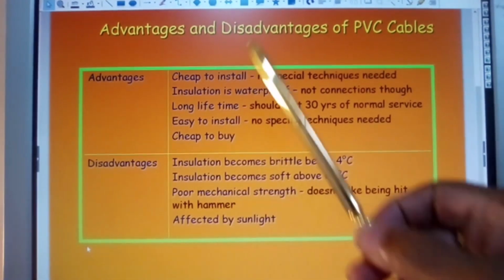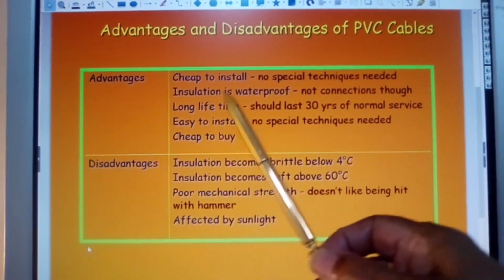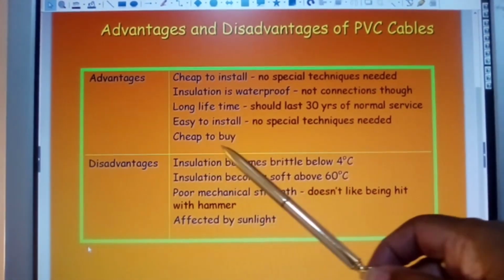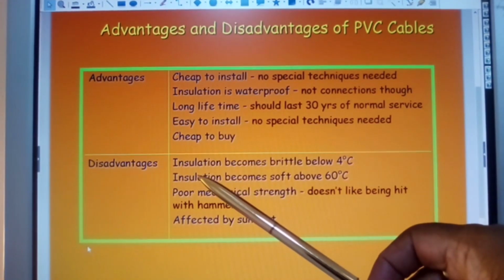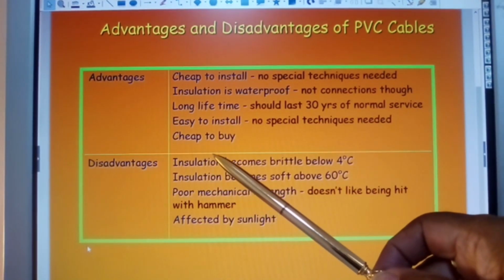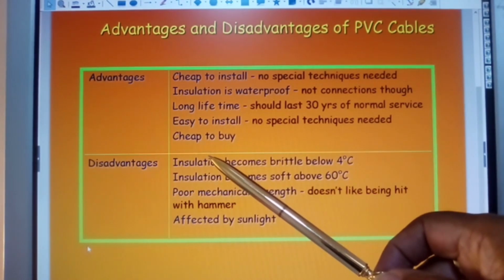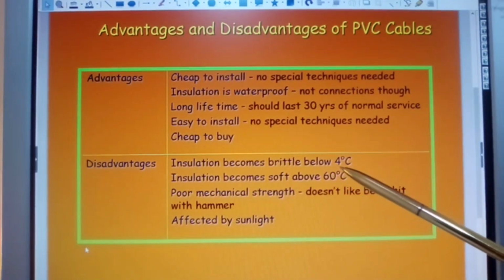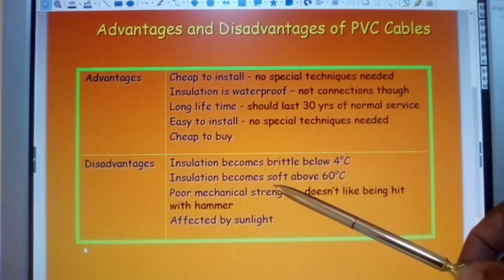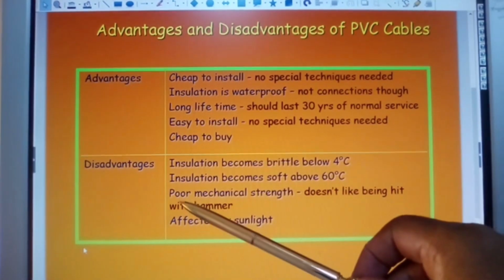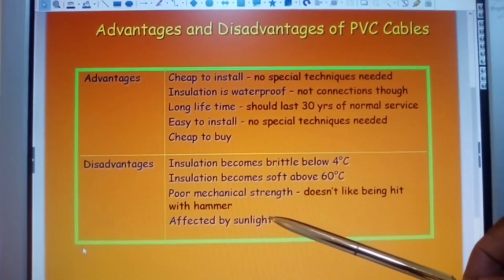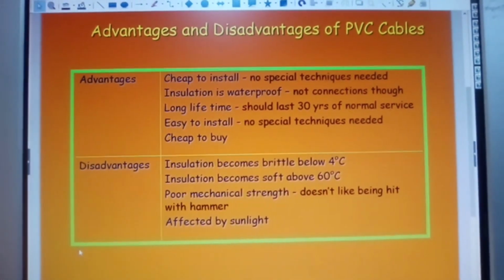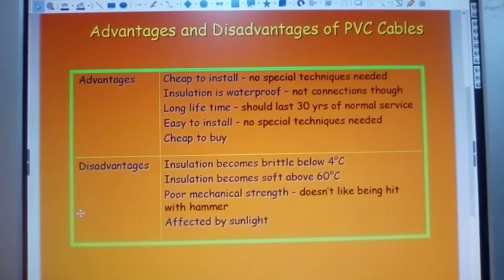Now, advantages and disadvantages of PVC cable. Advantage: cheap to install. Insulation is waterproof, long lifetime, easy to install, cheap to buy. Disadvantage: insulation becomes brittle below 4 degrees Celsius. Insulation becomes soft above 60 Celsius. Poor mechanical strength. And it is affected by sunlight. Okay, so bear that in mind.